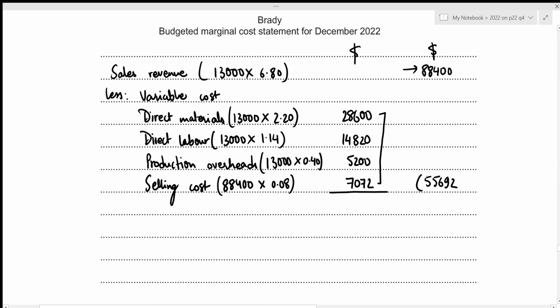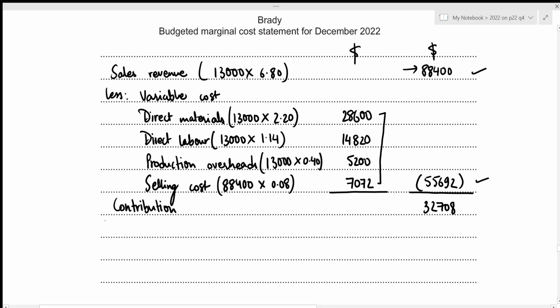And we need to subtract it from the sales revenue. So I'm just going to write it down in a bracket. And after subtracting the variable cost from sales revenue, we get our contribution. So let's figure out the contribution. In this case, that will be 88,400 minus 55,692, which results in 32,708.